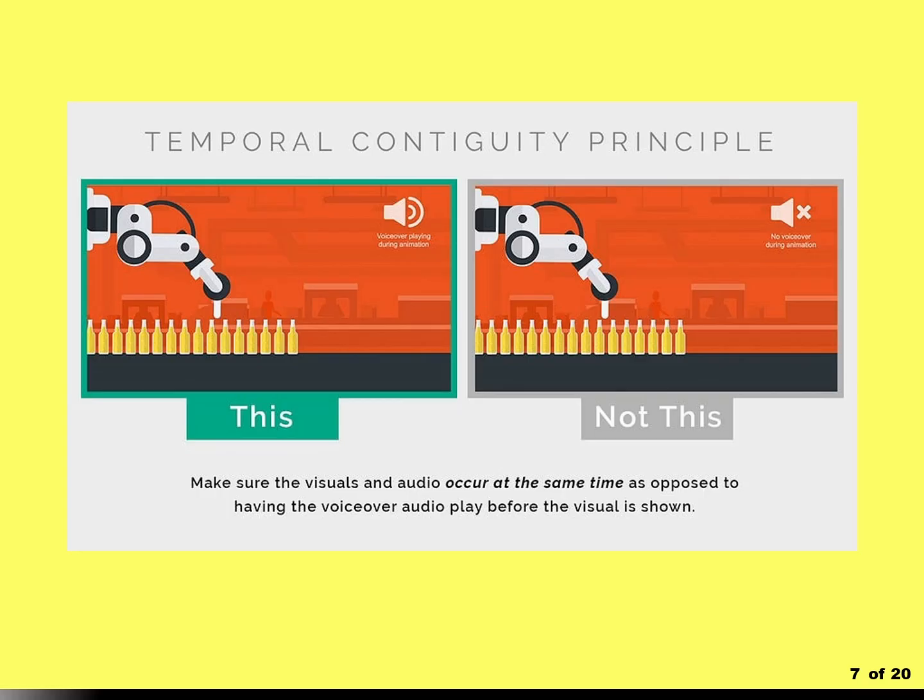Continuity principle 2 suggests we synchronize spoken words with corresponding graphics. If graphics and narration are not synchronized, it could cause extraneous load and result in loss of learning. Whether you are creating your own lesson or using one available to you, check for synchronization of graphics and narration.